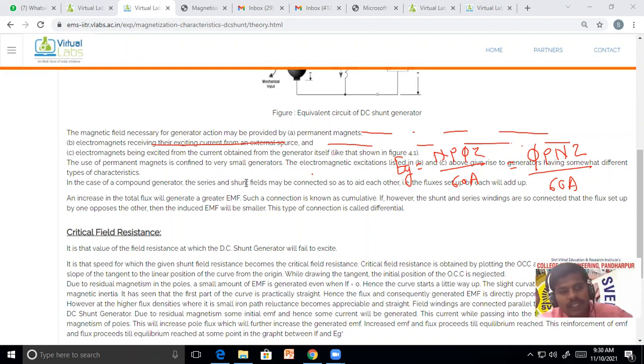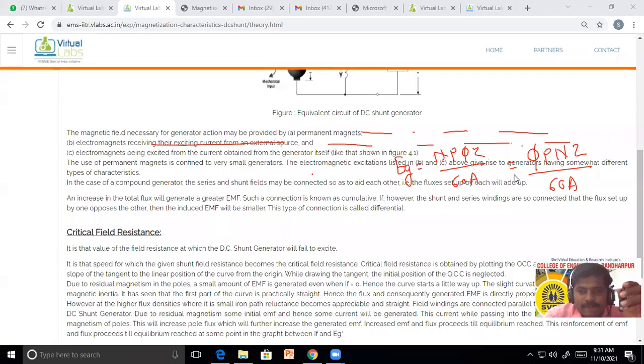Now the use of permanent magnet is confined to very small generators. That means for small rating generators we can use the permanent magnet, but for big rating generators we want to use the electromagnet. And the electromagnetic excitations listed in B and C above give rise to generators having somewhat different types of characteristics.